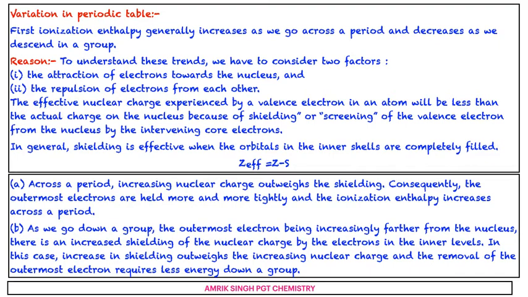As we go down the group, outermost electrons being increasingly farther from the nucleus, there is an increased shielding of the nuclear charge by the electrons in the inner levels. In this case, increase in shielding outweighs the increased nuclear charge, and the removal of outermost electron requires less energy down the group. As we move down the group, effective nuclear charge decreases. In short, that's why ionization energy also decreases.